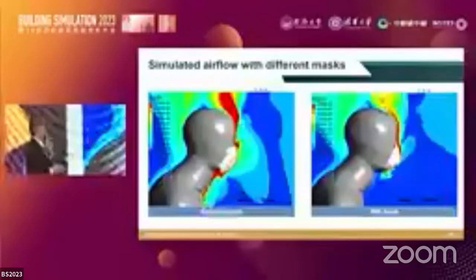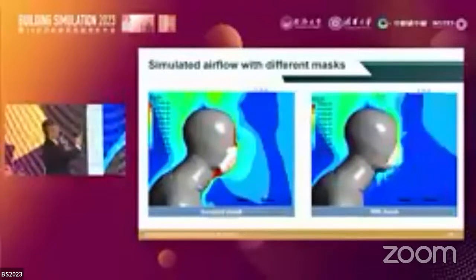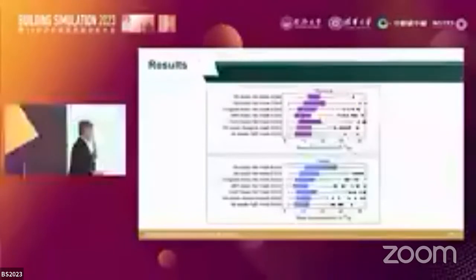So, surgical mask on the left, N95 mask on the right. You definitely see very different results. N95 is much better than the surgical mask, because the red color means a very high velocity, and it also means a lot of leakage, right? And we find a very interesting result here.